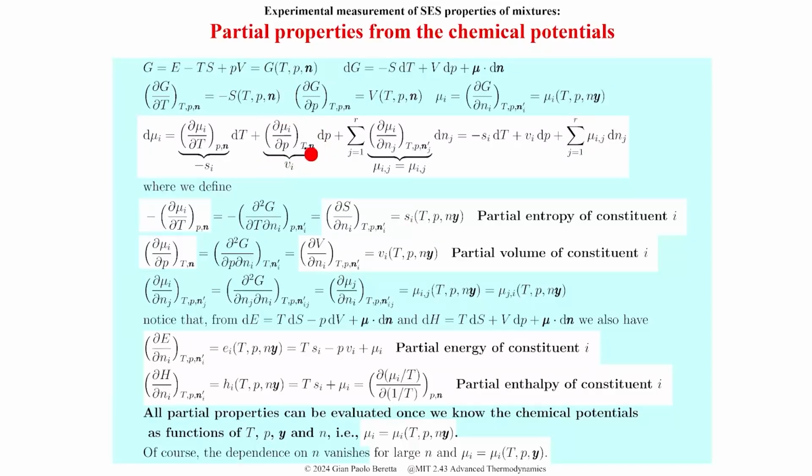Then we do the same for these other partial derivatives, which is the coefficient of the pressure, which is here. It can also be viewed as a second partial derivative of G. And therefore, in this case, it's the partial of the volume with respect to n. So it says how much the volume increases if I add a little bit of substance i, while keeping temperature, pressure, and the other constituents fixed. And that's called the partial volume.